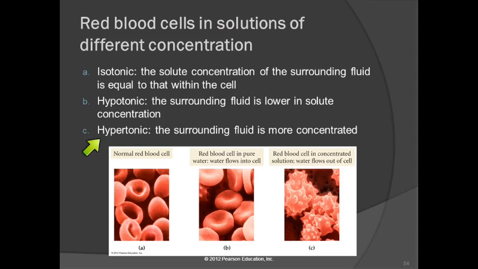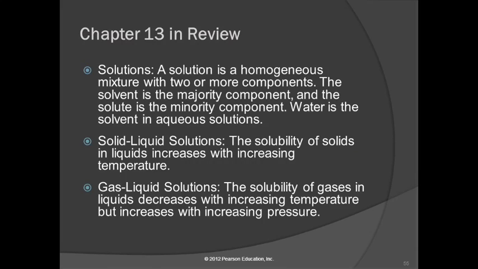If you have too much salt, hypertonic, too much solute, then you have a dehydrating effect, and water flows out of the red blood cells, and they crenate, and they crinkle up on themselves, and that's also not a good situation. So when they give you an IV in the hospital, it's generally a 0.9% sodium chloride solution, which is isotonic with your blood. And that way it's not going to dehydrate you, and it's not going to cause your blood cells to shrink or explode, which is a good thing. And that's the end of chapter 13.